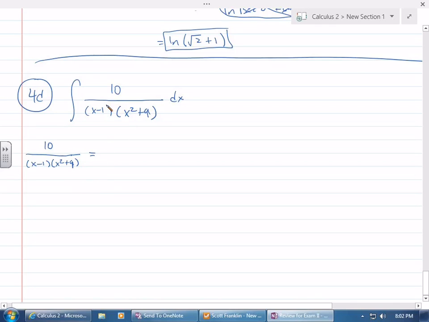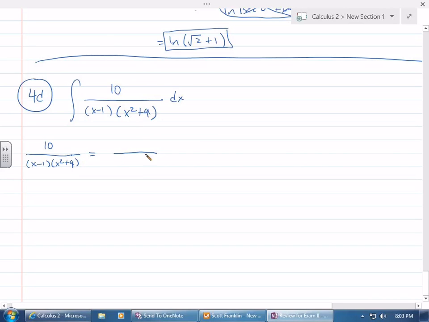Remember that you first want the denominator factored completely. I can't factor x squared plus 9 any further, so that is factored completely. You have to determine whether it's proper. This one, because there's no x's on top, it's proper. The degree on bottom is higher than the degree on top. So we do not have to do the long division step like we did on letter B.